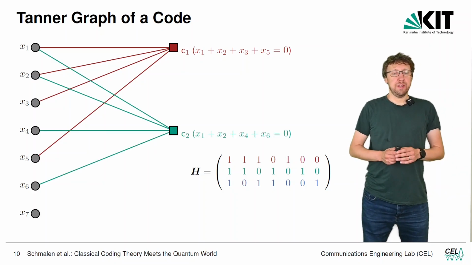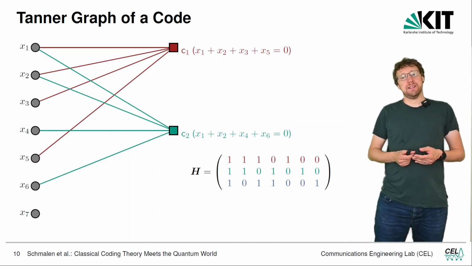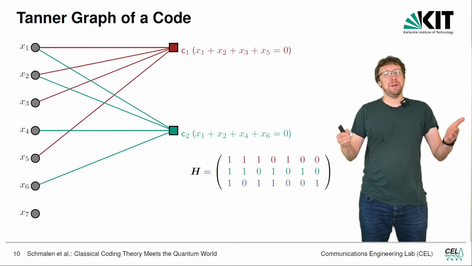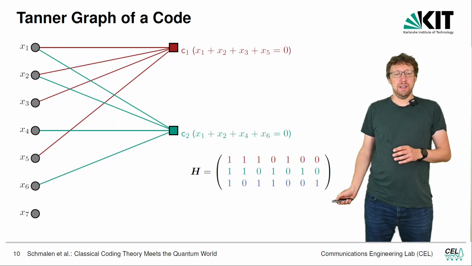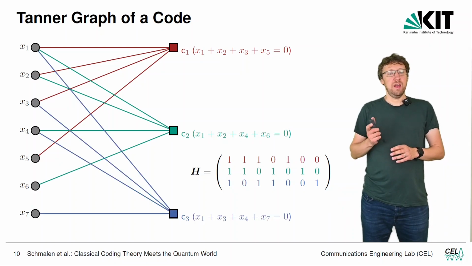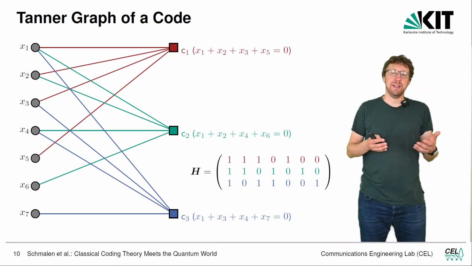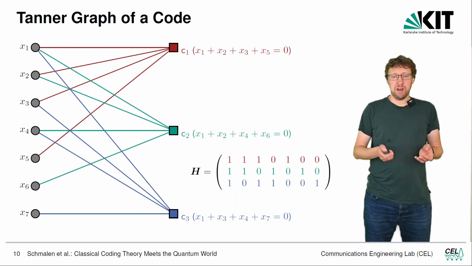Then we repeat this for the second row. We have C2. So C2 essentially says, second row of the parity check matrix, x1 plus x2 plus x4 plus x6 must be equal to 0. And we connect C2 to x1, x2, x4 and x6. And finally C3 says that x1 plus x3 plus x4 plus x7 must be equal to 0. So this is the Tanner graph of a code.